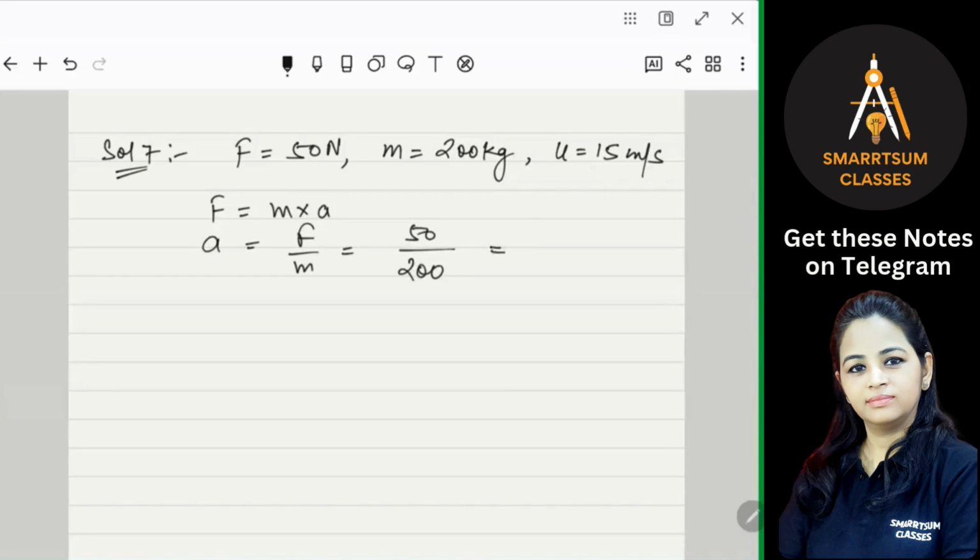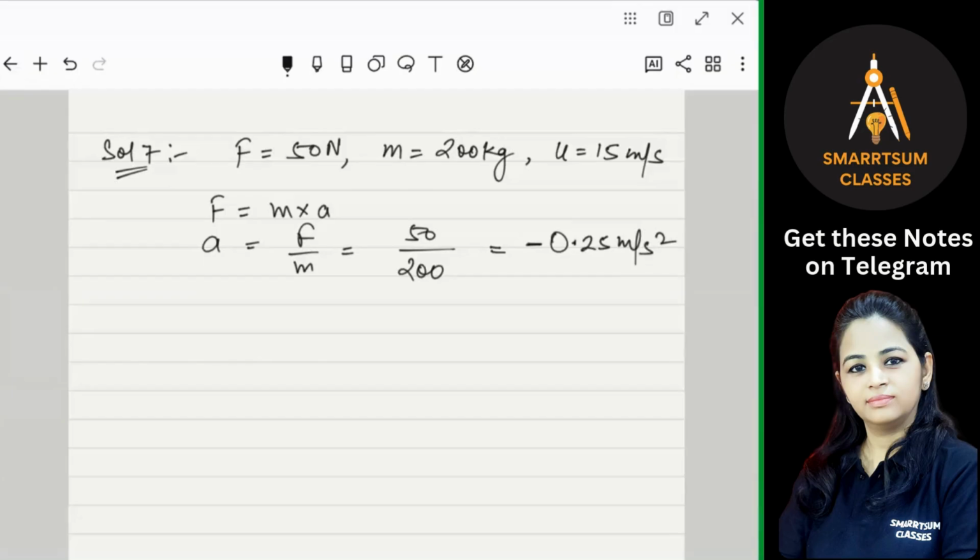Always remember, before putting the values into the formula, they all should be in their SI units, right? The SI unit of mass is kg, that is correct. Force is in Newton, so that is correct. So this will become 0.25 meter per second square. Since it is decreasing and the force is the friction force, we take the negative sign here.